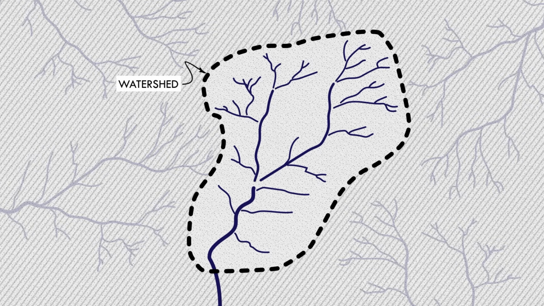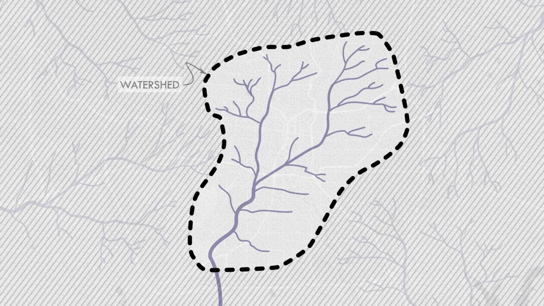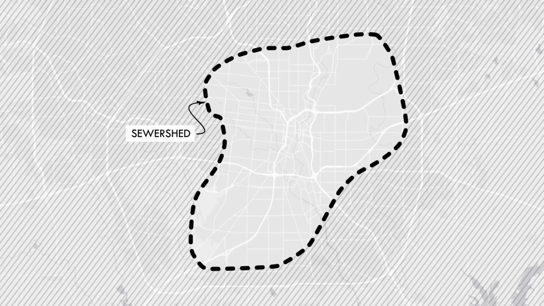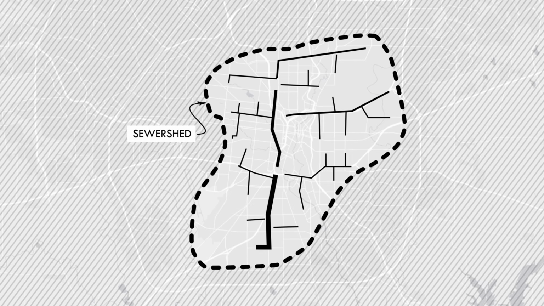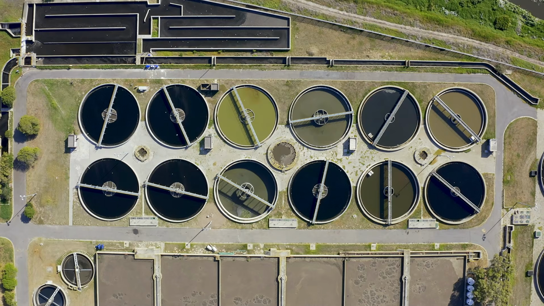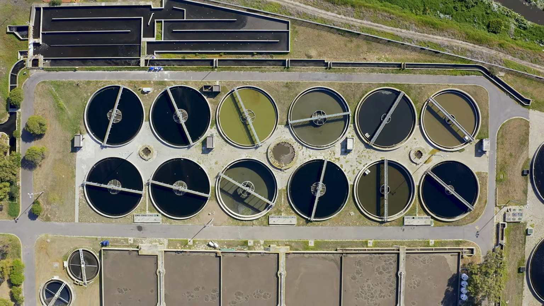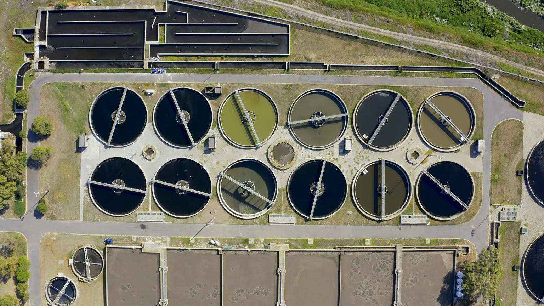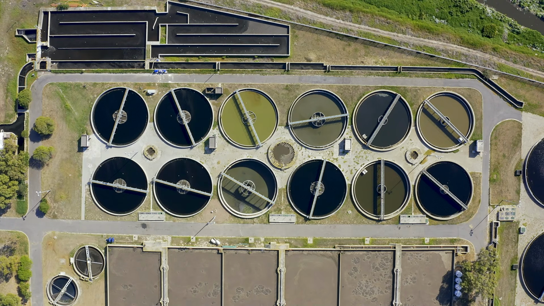Just like a watershed is an area of land that drains to a specific part of a river or stream, a sewer shed isn't an outhouse, but an area of a city that drains to a specific wastewater treatment plant. The largest sewer sheds can include hundreds of thousands or even millions of people, all of whose waste flows to a single facility designed to clean it up.